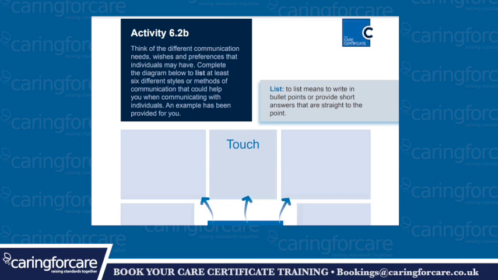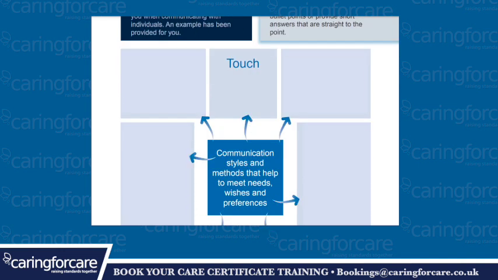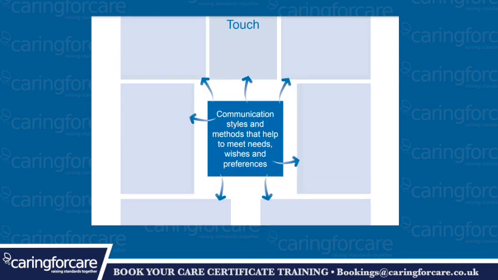Activity 6.2b. Think of the different communication needs, wishes and preferences that the individuals may have. Complete the diagram below to list at least 6 styles or methods of communication that could help when you're communicating with individuals. An example is being provided. List. To list means to write in short bullet points or provide short answers which are straight to the point. Touch is the example for you. Communication styles and methods that help to meet needs, wishes and preferences.